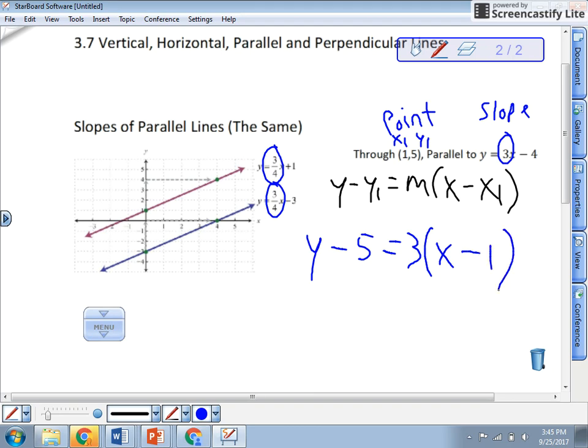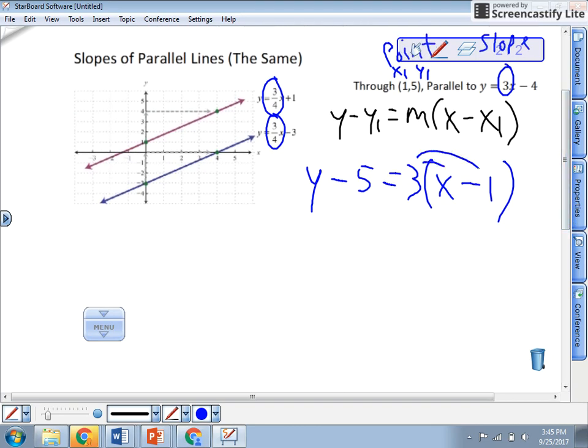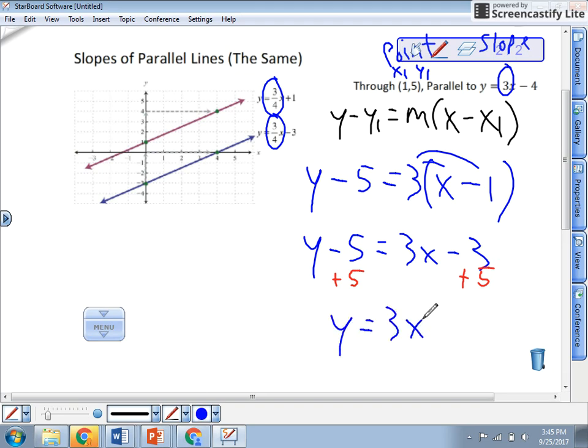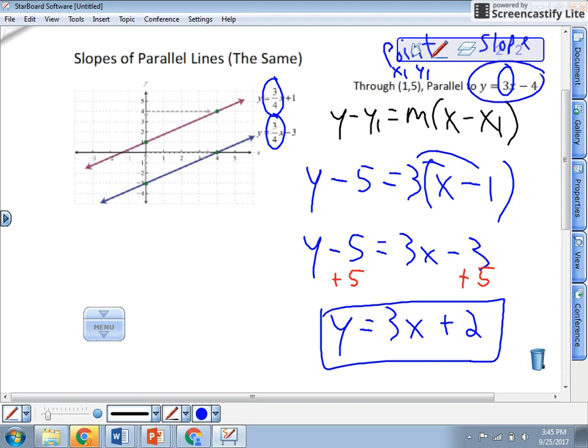It is 1. Now that it's in point-slope form, the only thing we use that for is to get it into slope-intercept form. So distribute the 3. Y minus 5 equals 3x minus 3. Then all I have to do is get the y by itself. So I'm going to add this 5 to the other side. Add 5, add 5. So y equals 3x minus 3 plus 5, which is +2. And there's the equation of a line that goes through that point, and it's parallel to our original line, because we know it's parallel since they have the same slopes.